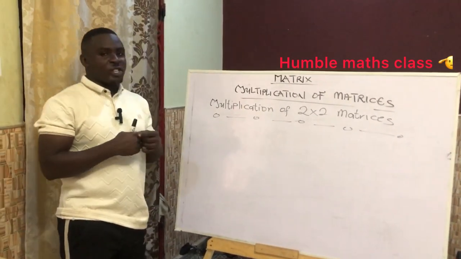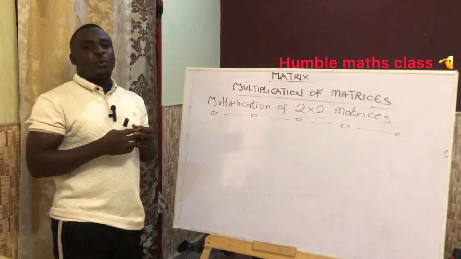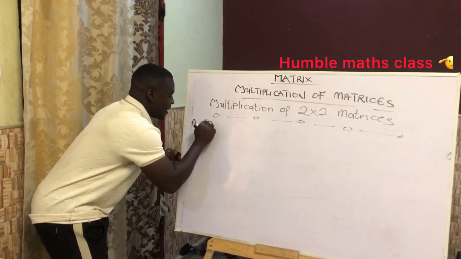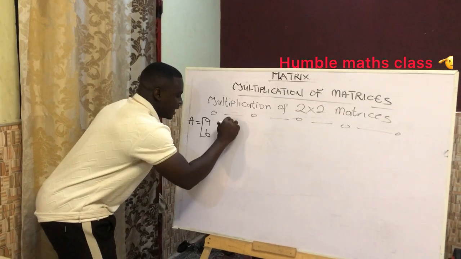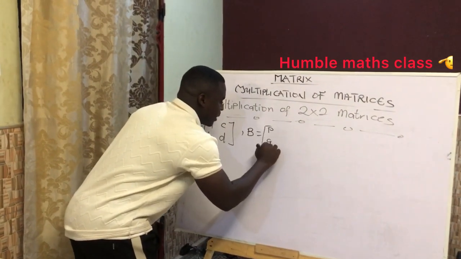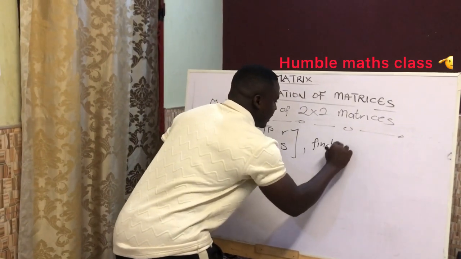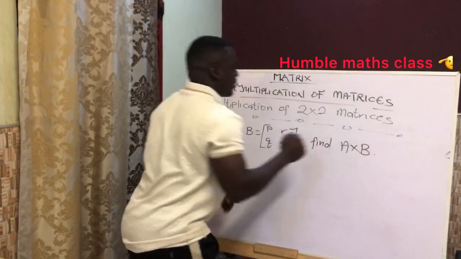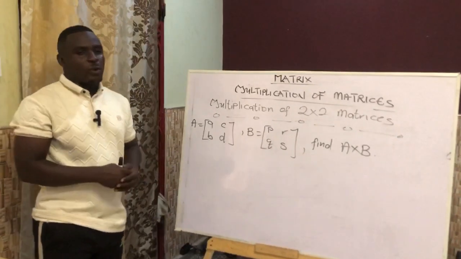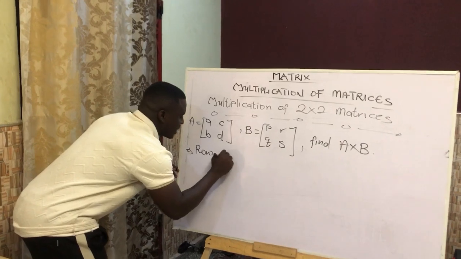So now we are going to talk about the multiplication of 2 by 2 matrices. How do we multiply 2 by 2 matrices? Let's say matrix A has the elements A, B, C, and D, and matrix B has the elements P, Q, R, and S. So we should multiply matrix A times the matrix B. How do we multiply? We will do that using the row and column.